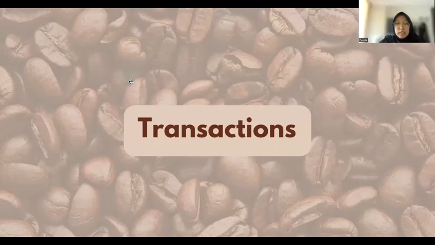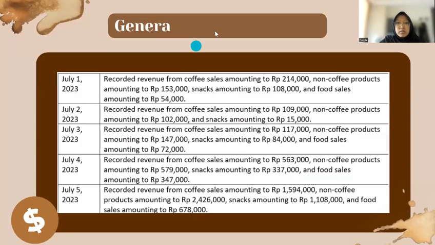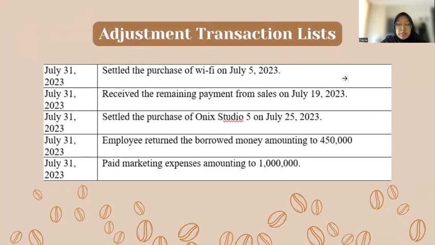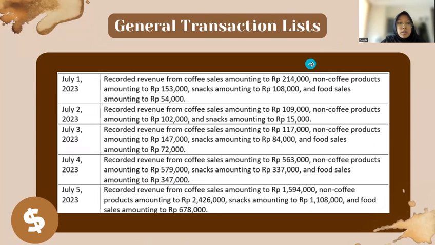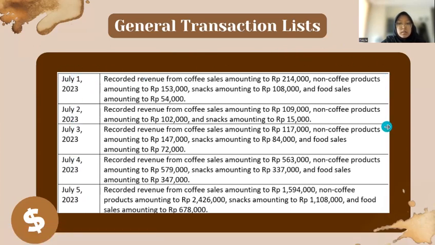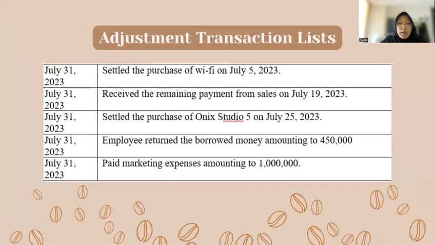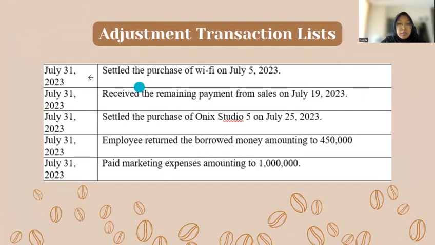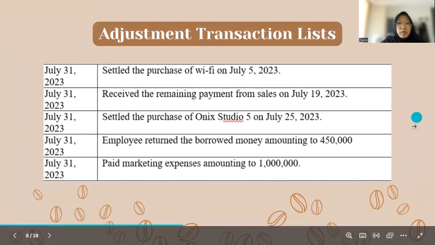All right, next is the transaction. Based on the raw data that we got from the company, we managed to compile their raw data into a general transaction list and adjustment transaction list. So here is a sample of the first 5 days of July, and we made a list for the general transaction, as well as for the adjustment transaction list. Here is a sample as well.